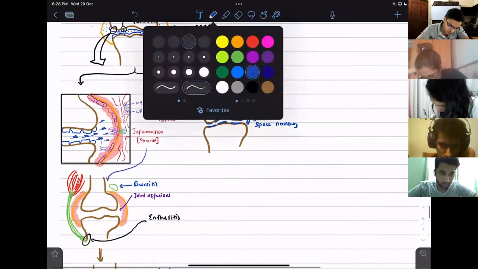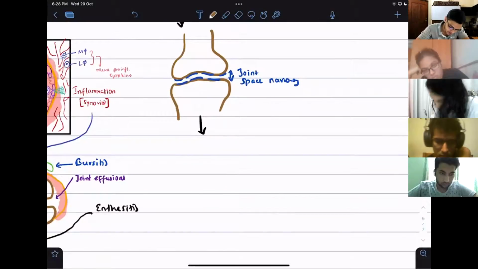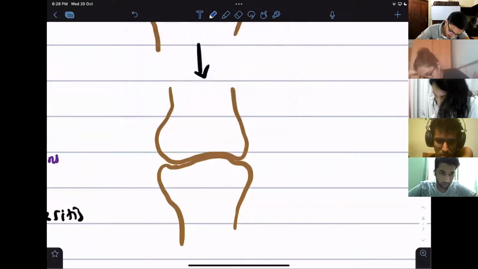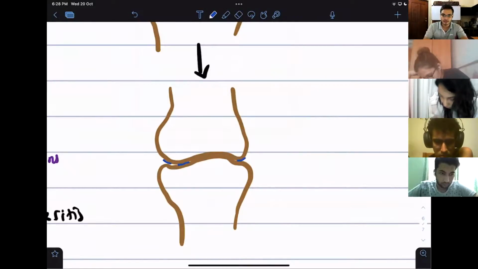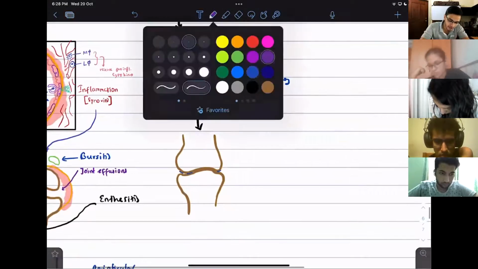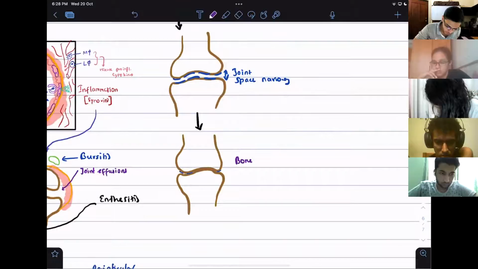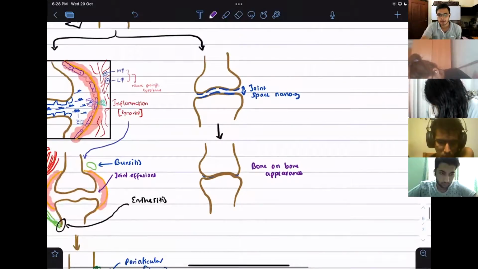Eventually, in some severe cases, we see something like this. Look at this. The bones are touching each other, almost no cartilage. Here and there you will see some lines of cartilage, but that's it. We can see this in radiography. Tomorrow we will be looking at the x-rays. This is called bone on bone appearance. Joint space narrowing, and then later it will progress to this bone on bone appearance.